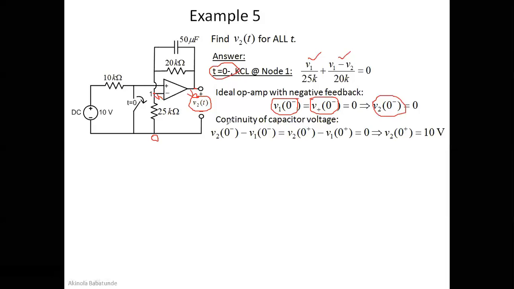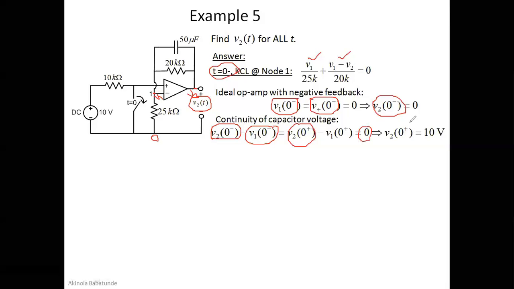And then for the continuity of the capacitor voltage, we have always talked about the fact that V2 of 0 minus minus V1 of 0 minus will be equal to V2 of 0 plus minus V1 of 0 plus. We have also talked about this before. So if you go through the previous classes we've had, we talked about all of these. As you can see here, this is V2 here. We've talked about that, and everything will be equal to 0.